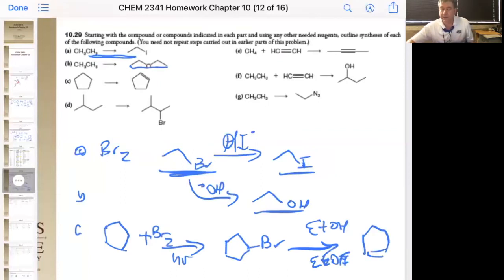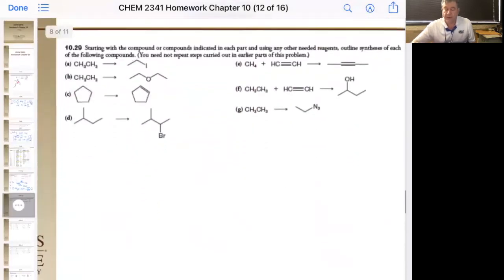Okay, so let's look at D right here. So we want that bromine there. And if we brominated it, we would get a bromine here. So we'll probably have to put a bromine there and then take a bromine away. So let's see how we can do that.